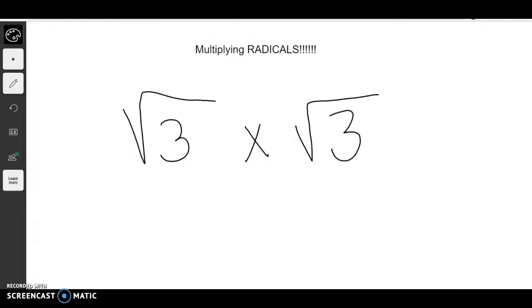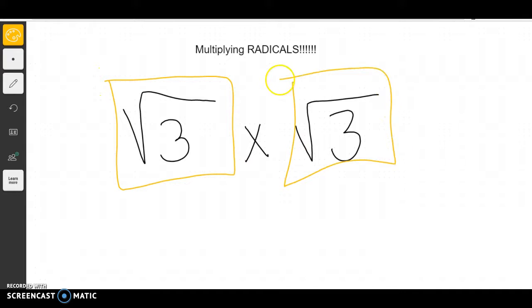Okay, so today here's what we're going to do. We're going to work on multiplying radicals. And the nice part about multiplying radicals is it's very similar to what we did on Tuesday and on Monday. Because when you're multiplying radicals, you're just going to times square roots together. So as long as they have a square root, you can multiply these things together.